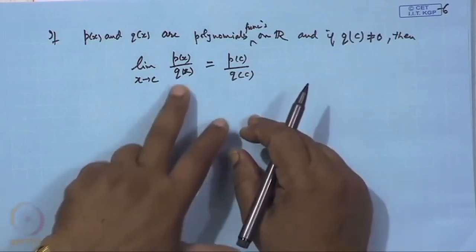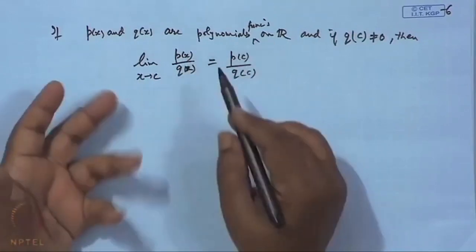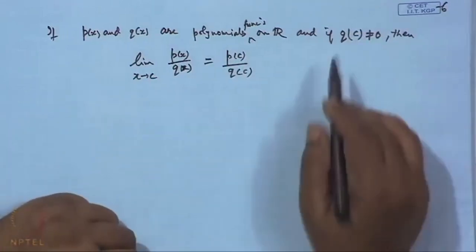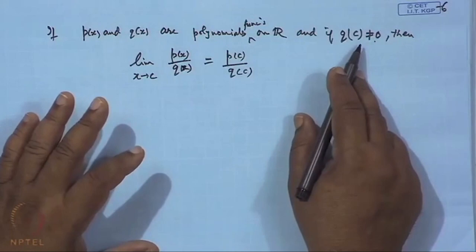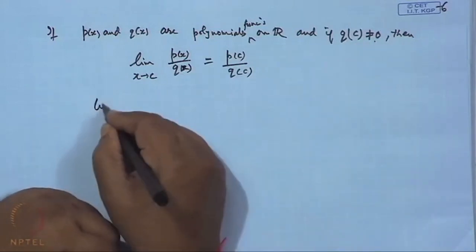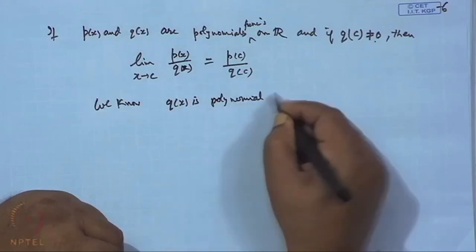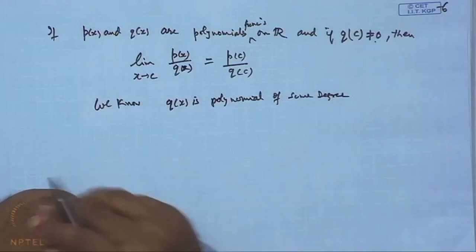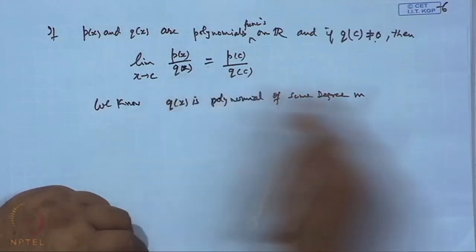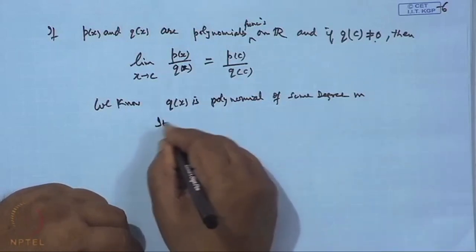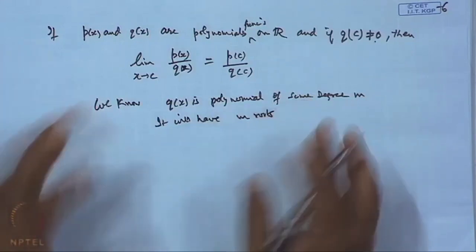So, what we do here is, we sort it out for the point. P(x) is a polynomial of any degree, say n, and Q(x) is a polynomial of degree, say m, and it is given that Q at the point c is different from 0, but that does not solve our problem. Why? Because we know Q(x) is a polynomial of some degree, say m, it means it will have at most m roots. So, it may have m roots, some may be repeated, some real, some complex.